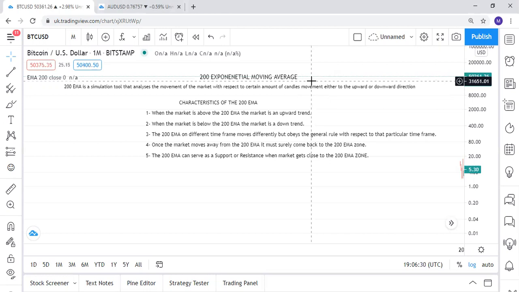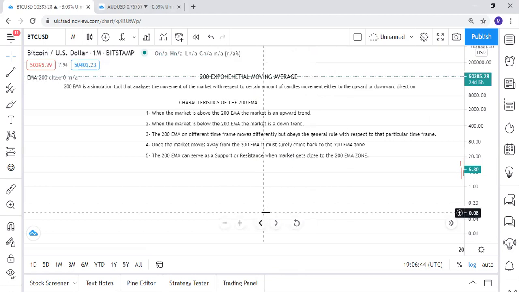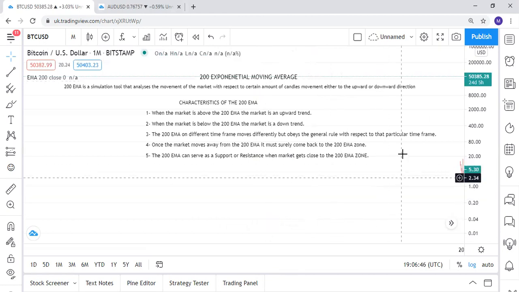That means it adds the candles together, the price of the candles, and divides it by the number of candles, and it gets the arithmetic mean. That means the average price the market will always get to. That means the average price of the market in those 200 candle period.